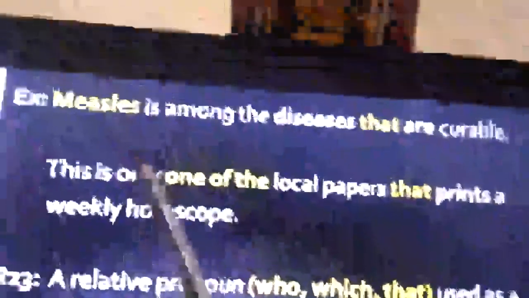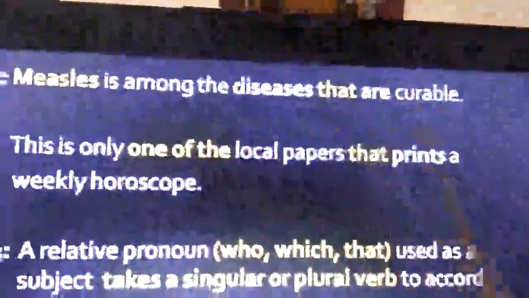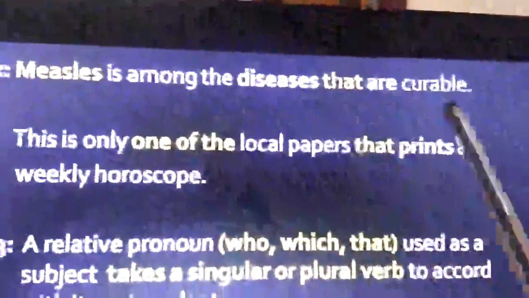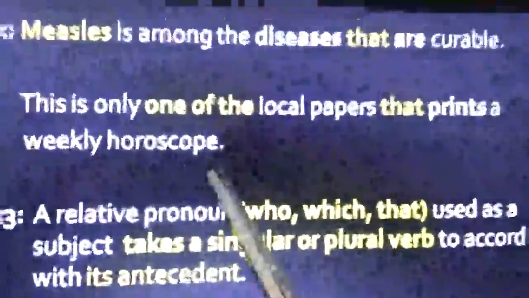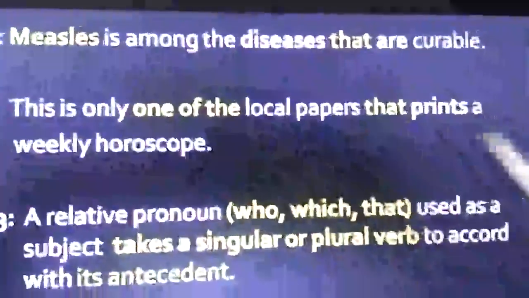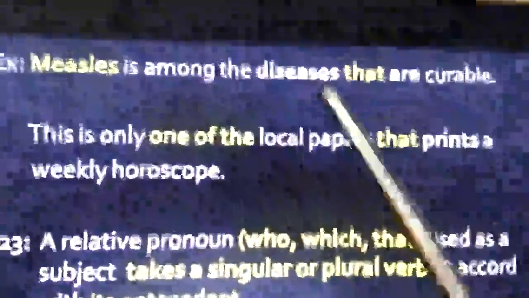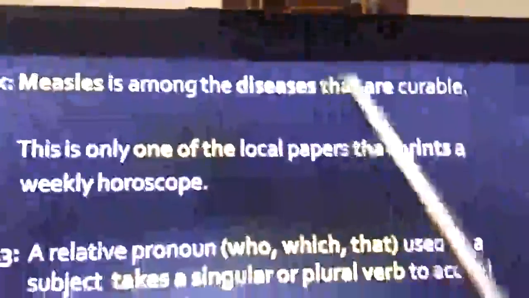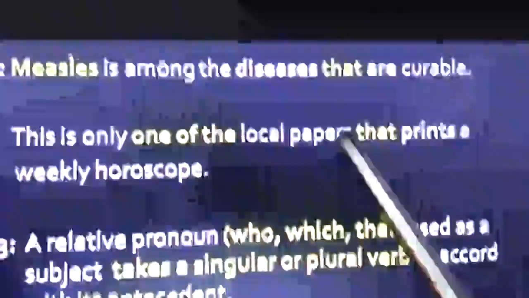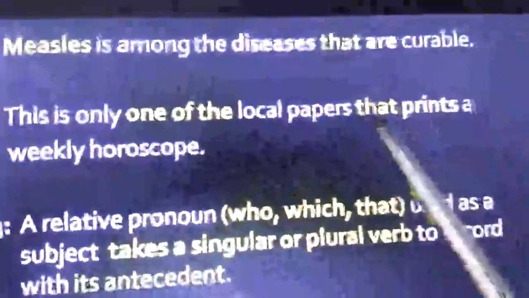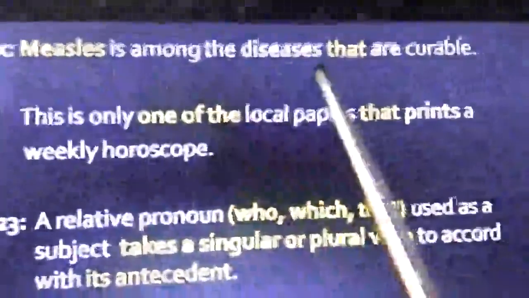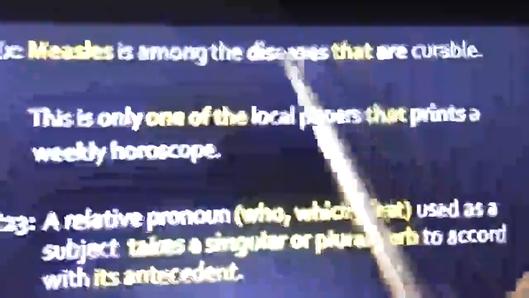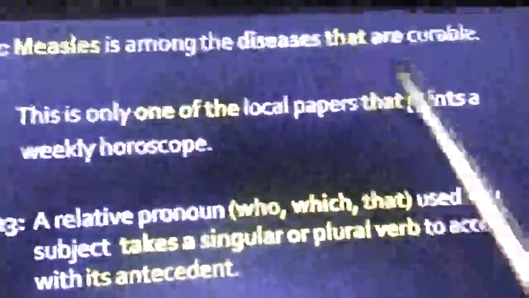And see here, Measles is among the diseases that are curable. This is only one of the local papers that prints a weekly horoscope. Here in these two sentences, we have used a relative pronoun, that. A relative pronoun, if it is used as a subject, as in measles is among the diseases that are curable, is referring to a subject, diseases.